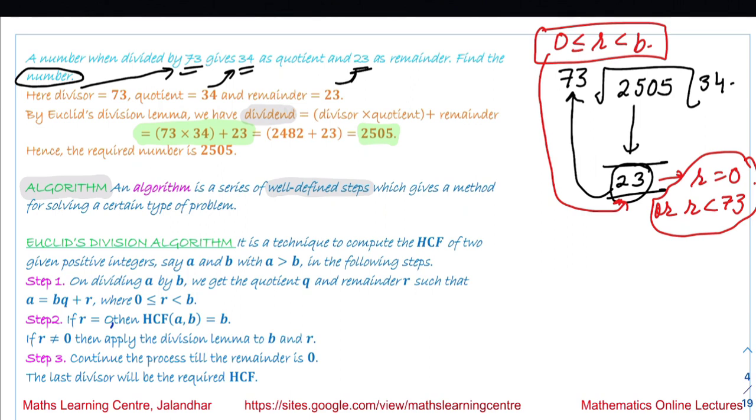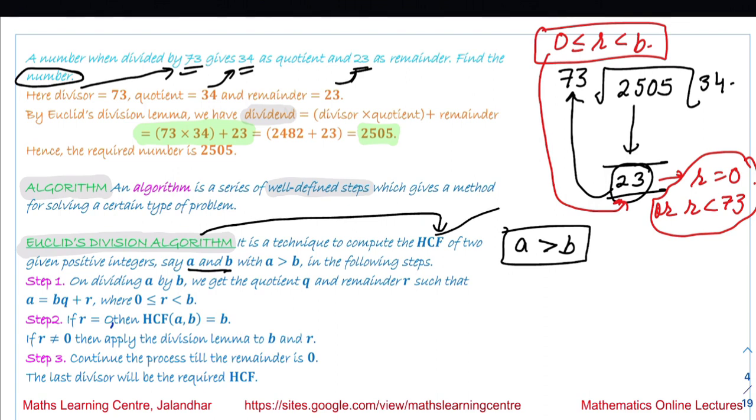Now what we have is Euclid's division algorithm. What is Euclid's division algorithm? It is used to calculate the HCF of two given positive integers. So if two positive integers A and B are given to us, such that A is greater than B, and we have to find the HCF of these two numbers, then we follow these steps. In the first step, we divide A by B, we get the quotient Q and remainder R, such that A is equal to BQ plus R.